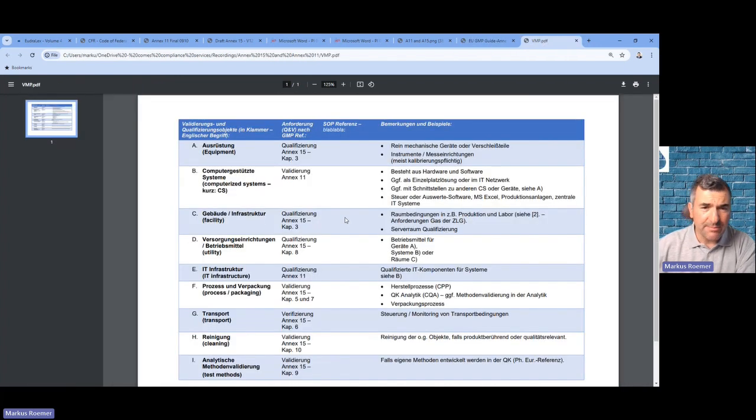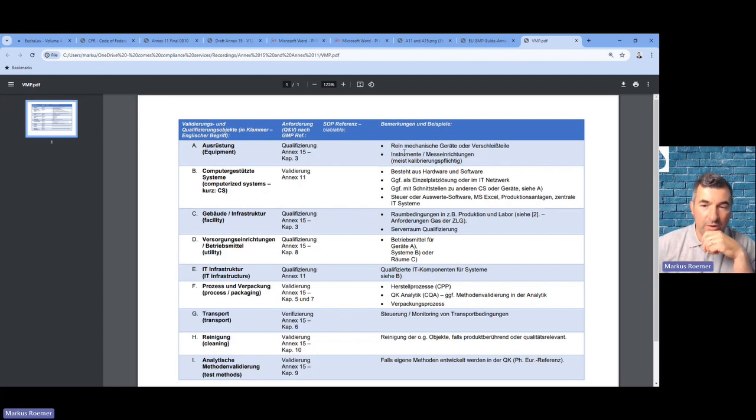So in principle, you see that here I have done that in German for a German client, but you will pretty much understand it. So we are looking into the company, and then we define different types, A, B, C, D, and so on. So A is equipment, B is computerized system, a facility, utility, IT infrastructure, process, and packaging. We are combining it. Then the transport, the cleaning, and the test methods. We refer to Annex 15 or Annex 11 here. CAP stands for chapter in German, and then we do some examples.